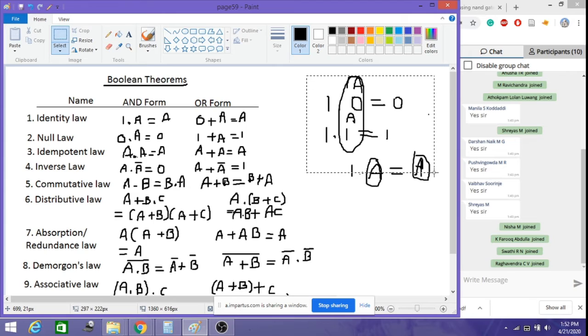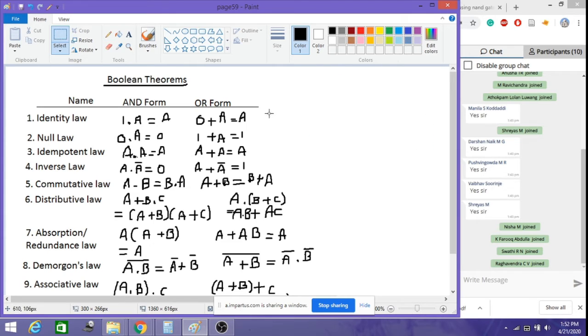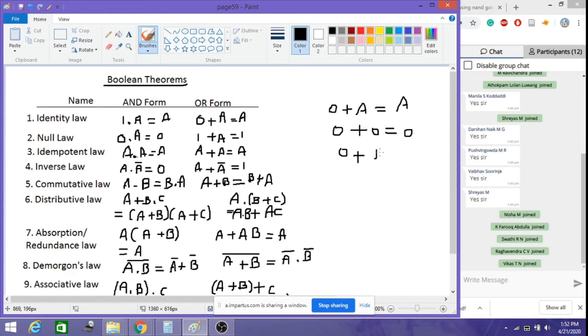Now in terms of the OR form, let us see what happens. 0 plus A is equal to A itself, because you are performing a logical OR operation with 0. For example, if the value of A is 0, we will get 0. If the value of A is 1, then 0 plus 1 is equal to 1. So again it is dependent on A. Whatever the A input is, A plus 0 is always A.